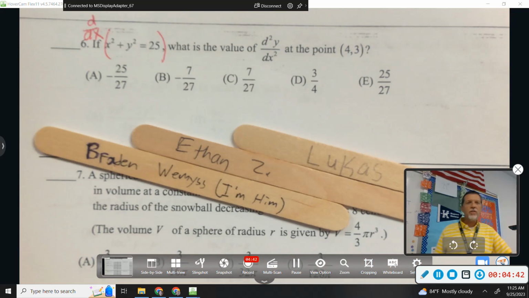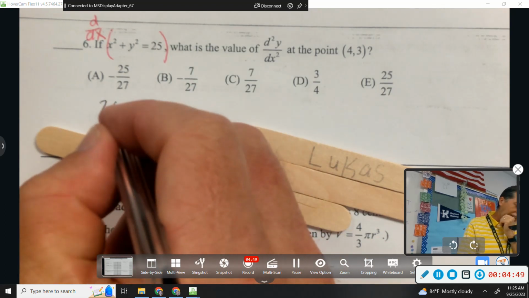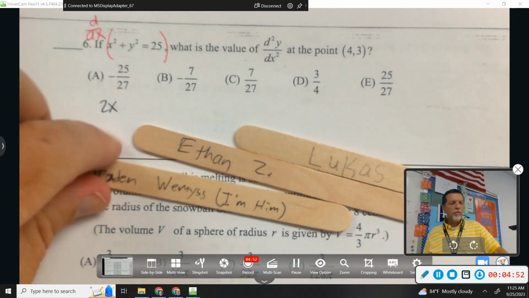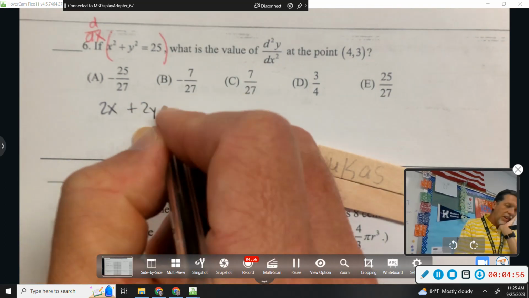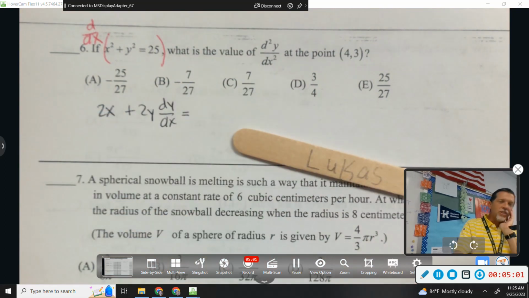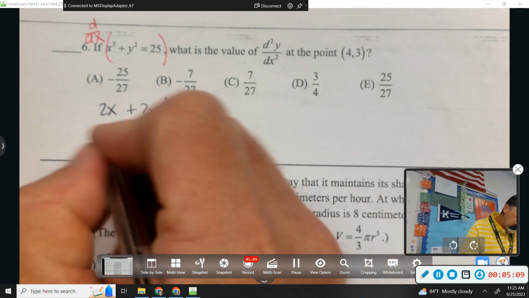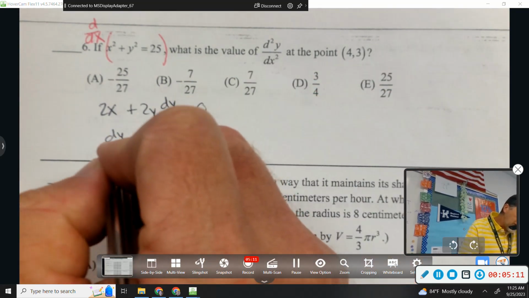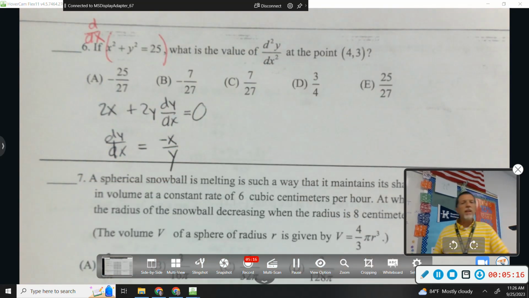So, Braden, what's the derivative with respect to x of x squared? 2x. Ethan, what's the derivative of y squared with respect to x? 2y. Good. And then Lucas, what's the derivative of 25? 0. Okay, so dy dx then, the first derivative is, do a couple of algebra steps, negative x over y.